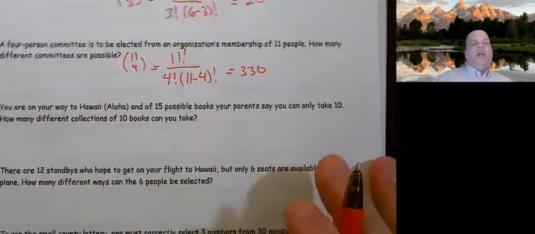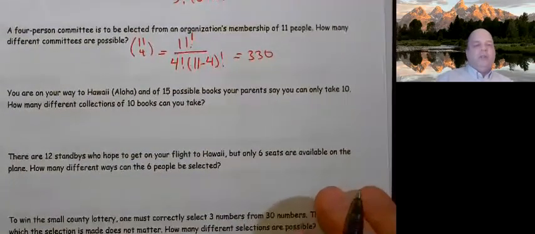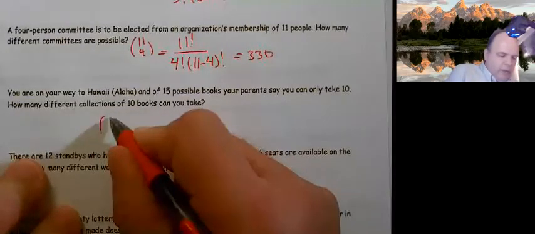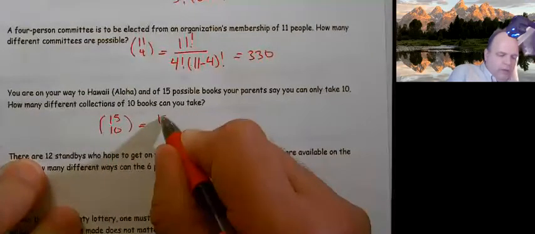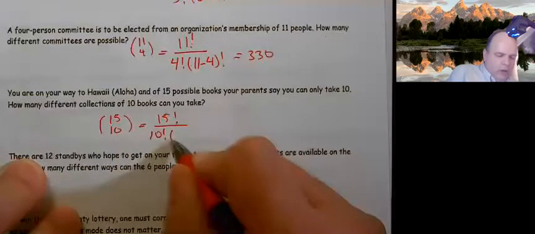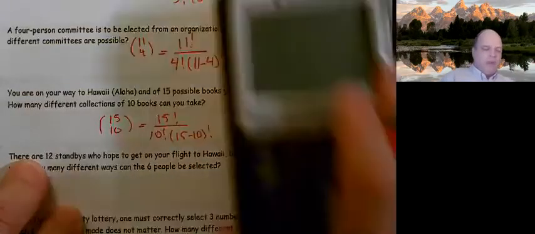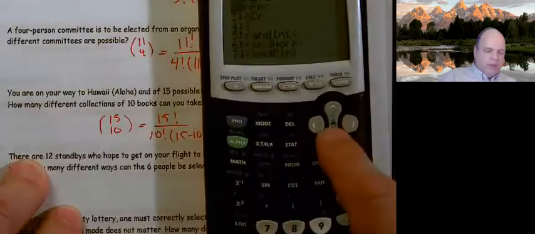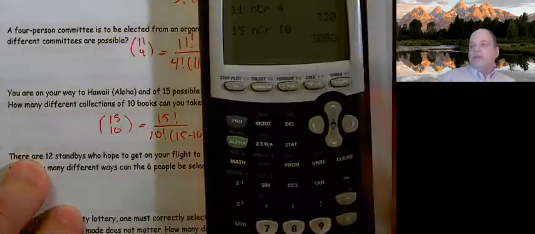You're on your way to Hawaii, and you have 15 possible books. Your parents say you can take only 10 because you're apparently a reader and you're not going to the beach. I'm sure I completely don't understand that, but here we go. 15 choose 10 equals 15 factorial over 10 factorial times 15 minus 10 factorial. So 15, math, probability, 10, 3003.